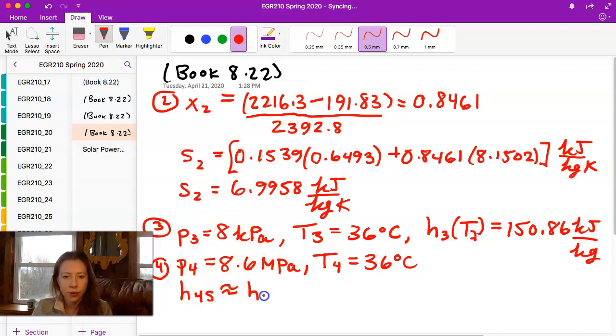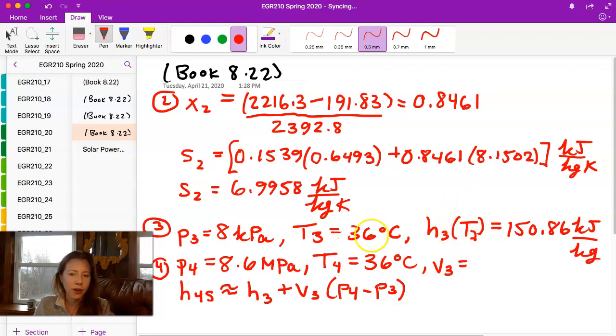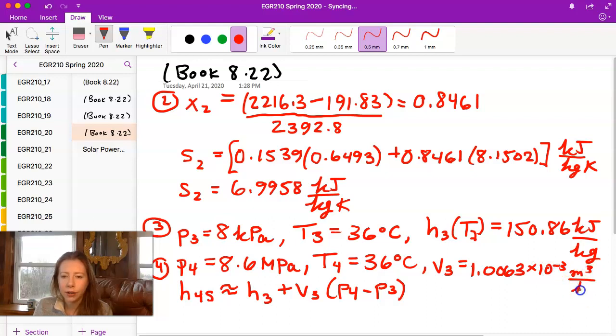Okay, so that's going to be equal to the enthalpy going in to our pump plus the specific volume times P4 minus P3, which is how we get the isentropic enthalpy at the outlet of a pump. In this case, we can look up our specific volume. So V3, what we're doing is we're just looking at our liquid vapor tables for water at a temperature of 36 degrees Celsius and looking at V3, which would be VF, so for 100% liquid, so quality of 0, and that gives us 1.0063 times 10 to the minus 3 meters cubed per kilogram.